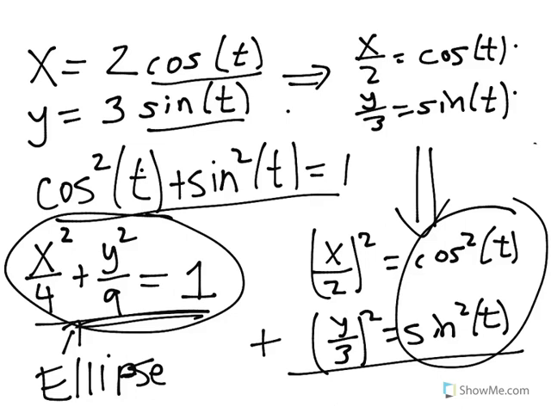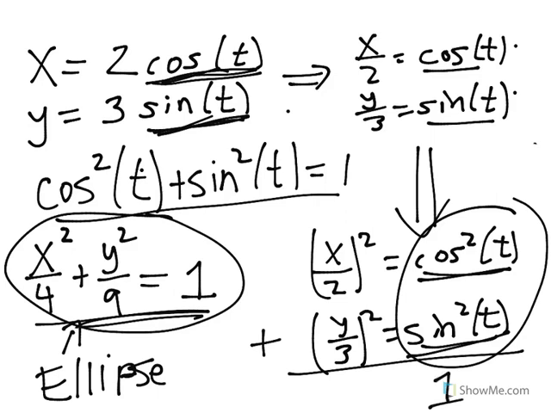Okay, so just a strategy. I'm not saying this is going to work every time, but it's something really good to look out for. If you have a problem that has cosine of t and sine of t in it, it might be a good thought to get cosine of t and sine of t by themselves, square both sides, and then add together so that you have a cosine squared of t plus a sine squared of t, and you can use the fact that that's equal to 1 on the other side.